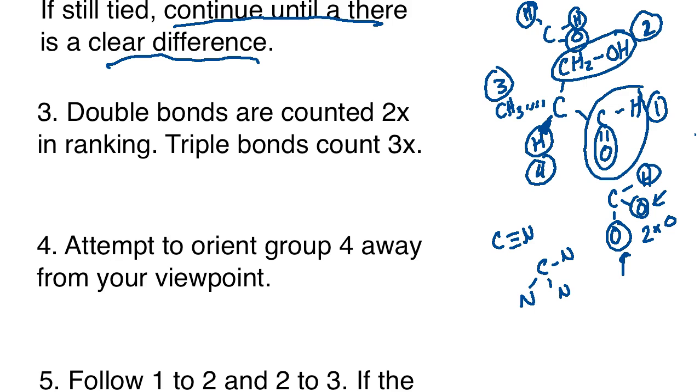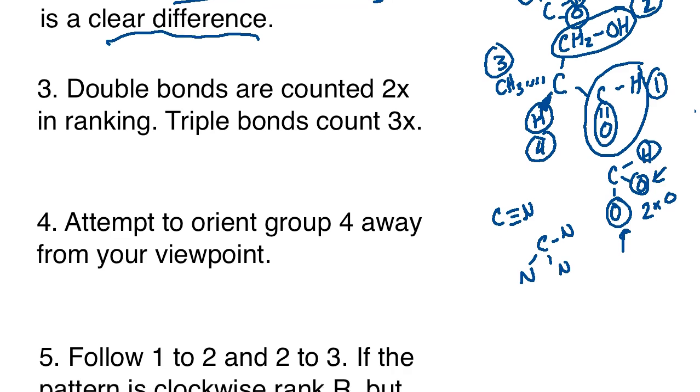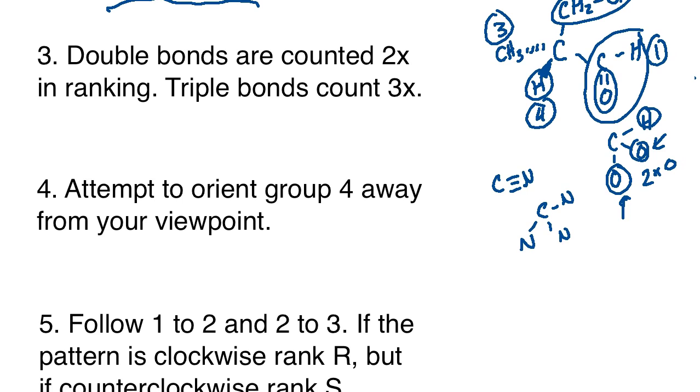You're going to basically separate it out as if each of those bonds counted as one of the bonds to the atom over and over again until you reach your double or your triple bond. All right, so then number 4, now we're finally getting ready to assign R or S based on the fact that we have been able to rank our groups 1, 2, 3, and 4. So now, as we've been stating, you want to attempt to orient group 4 away from your viewpoint. So you want group 4 to be in that dashed position whenever possible. It's not always going to be given to you in the dashed position.